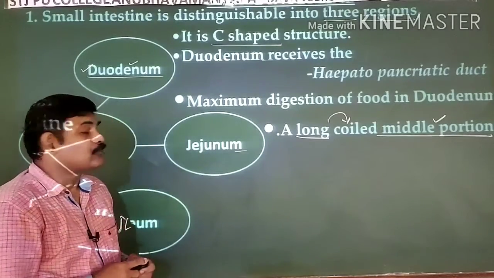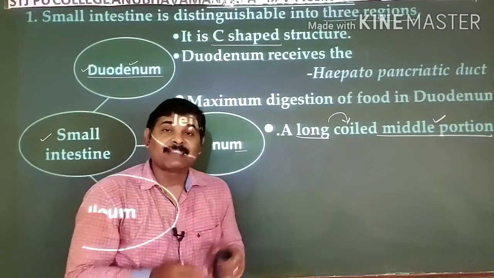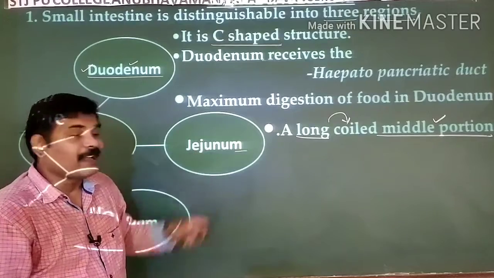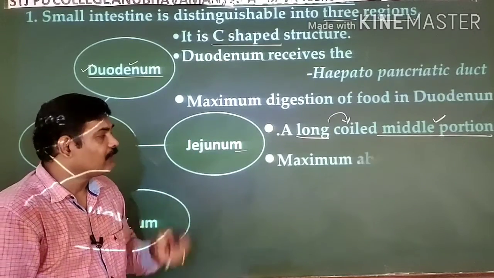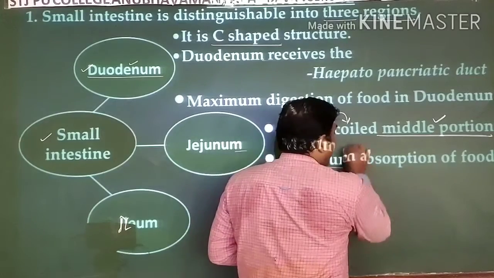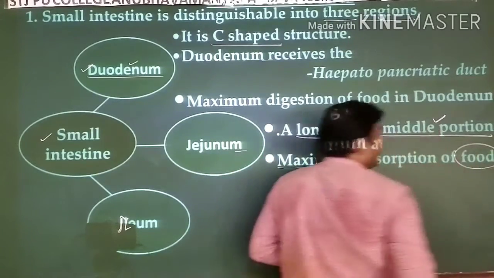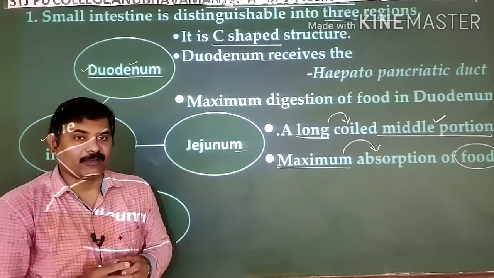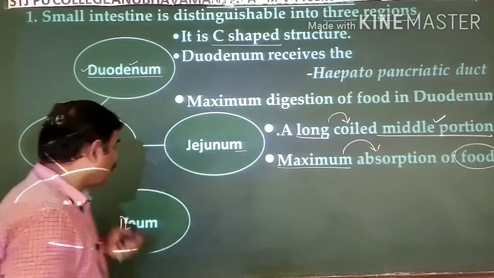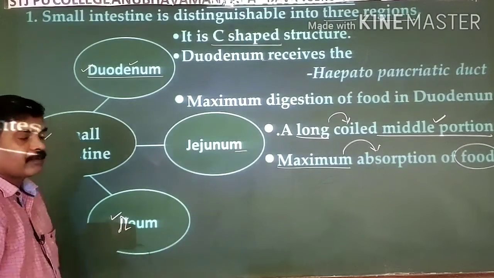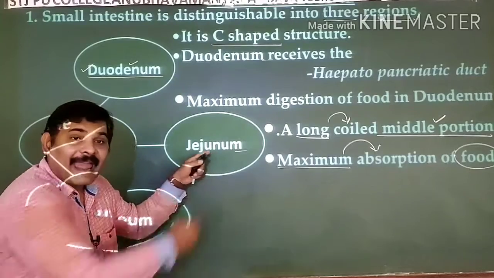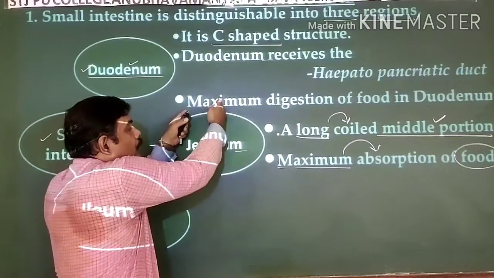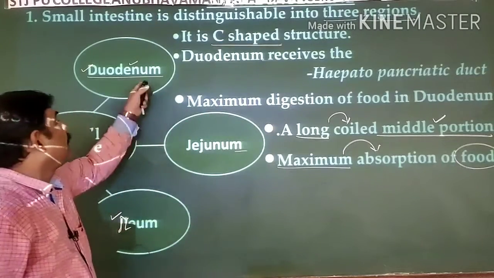Then what is the role of the jejunum? See here, the maximum absorption of the digested food material takes place within the jejunum itself. This is an important part. The maximum absorption of food takes place in your jejunum itself, which is the middle, long coiled portion. Clear? Thereafter, coming to the third part, the ileum. The jejunum at its posterior side opens into the ileum, and at its anterior side or proximal end, it has the duodenum.